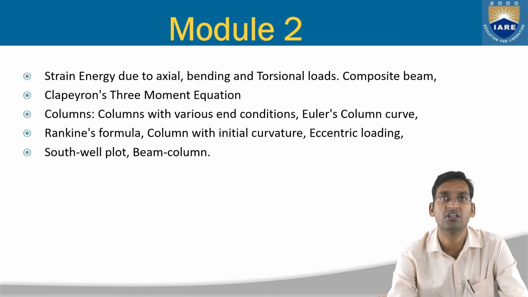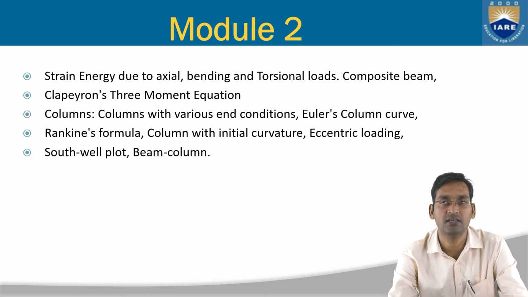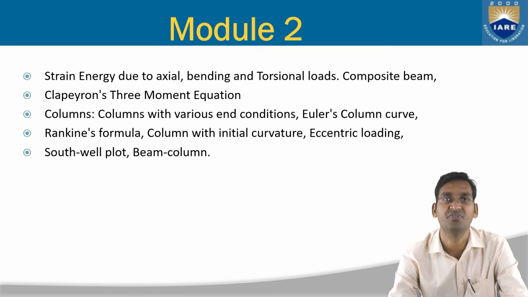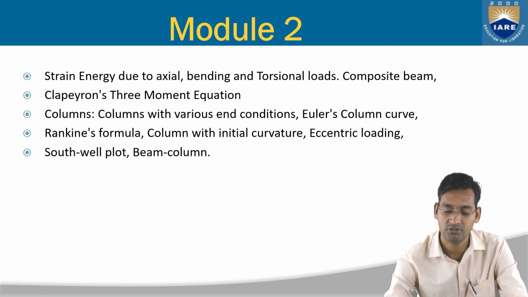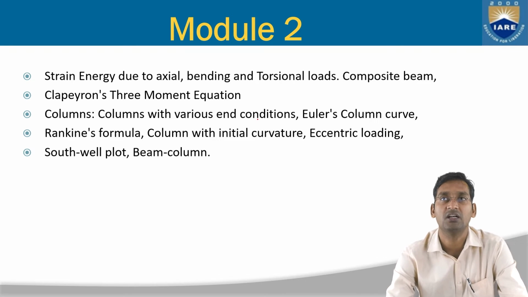Next, in the same module, the second part is about the column, so columns with various end conditions. Various end conditions means one end fixed and another free, both ends hinged, one end hinged and another fixed, or both ends fixed. So four conditions are there, and the student will learn about those four conditions.